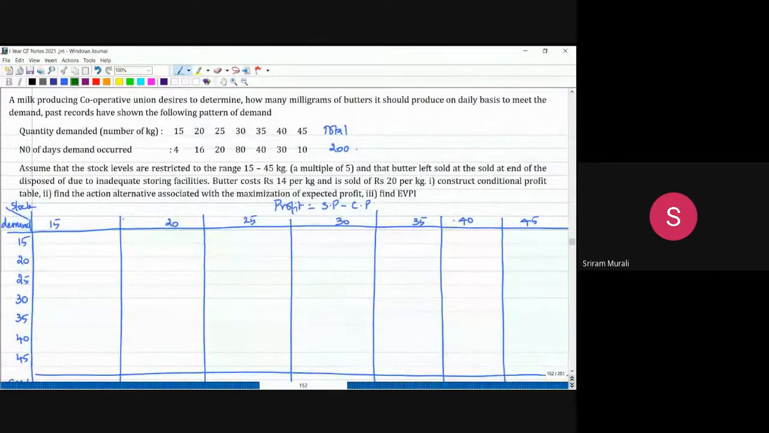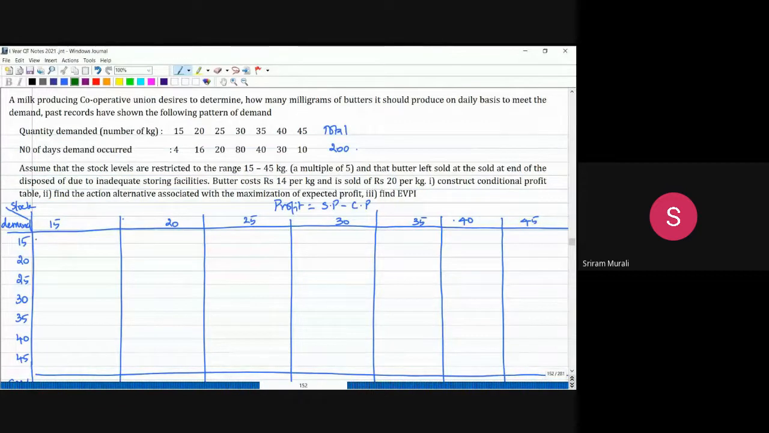Now, there's another question. A milk producing cooperative union desires to find how many kilograms of butter should be produced on a daily basis to meet their demand. The past records are shown. It is not given in probability. We have to compute this probability. So as usual, you have to find the profit, selling price minus cost price. So the probability will be 4 by 200, 16 by 200, 20 by 200, like that.